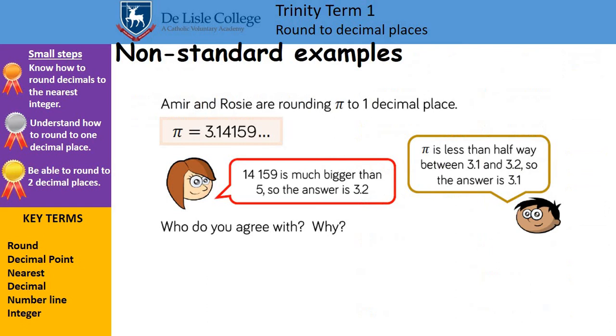Lovely. So we've got all of our answers here. Fabulous. Right, we're going to have a look at some non-standard examples here when they're in a context. So Amir and Rosie are rounding pi to one decimal place. They've used pi a lot before, early on in the year. So we know that's what pi is roughly, but it's a never-ending decimal.